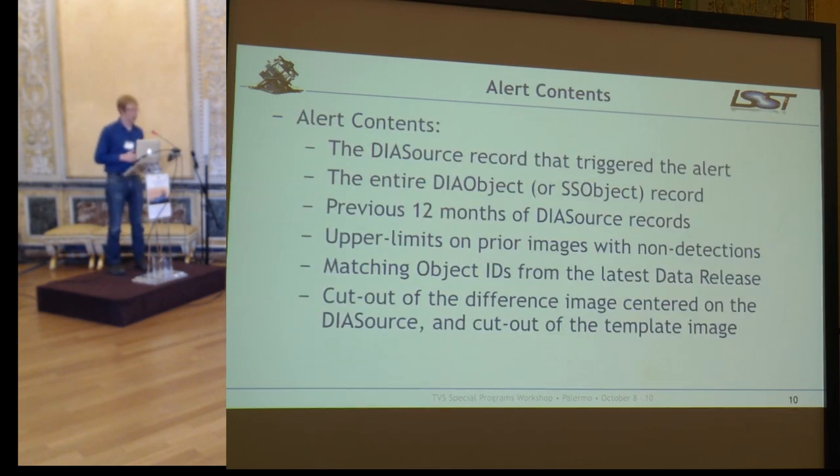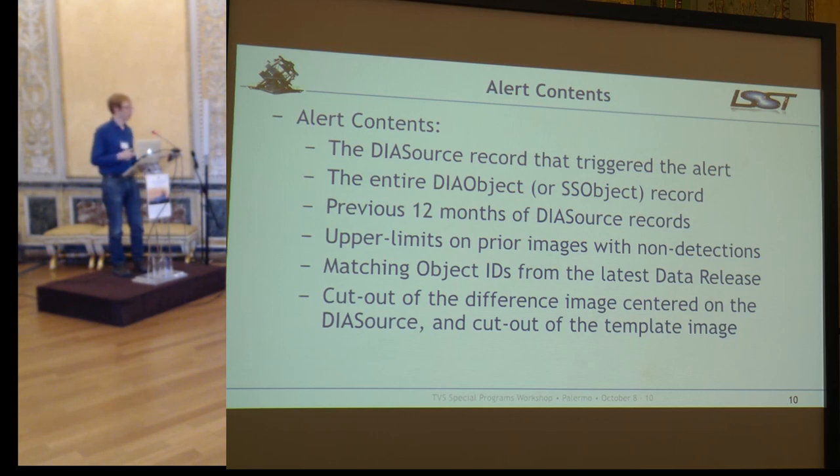What goes into the alert itself? So we want these packets of alerts to be fully self-contained, so that you have all the information that you need in order to make decisions about, do I follow this up? Is this an interesting thing that I need to think about right now, tonight? So we include the DIA source record. That's just the measurements on the image itself. We include the DIA object, which has that history, and all of the individual previous measurements of that DIA object.